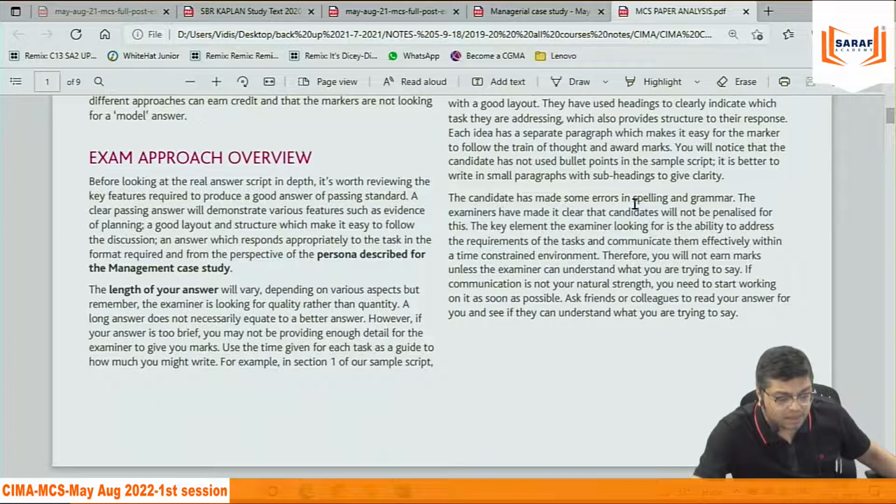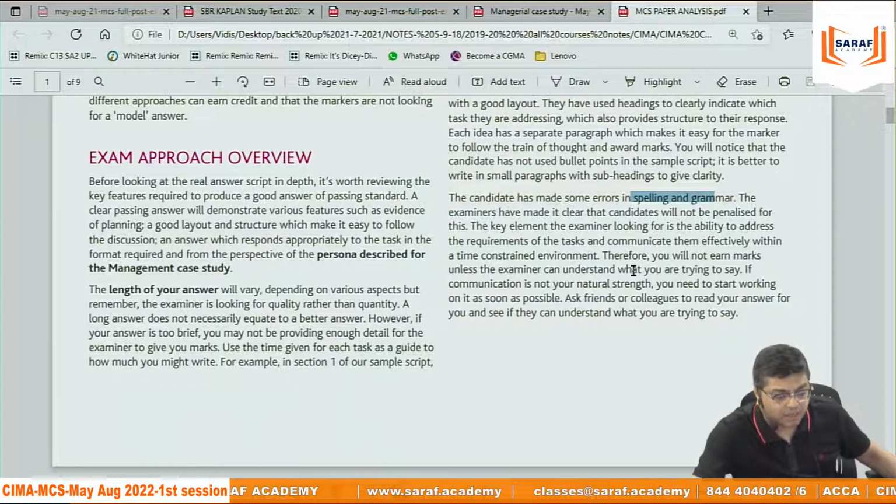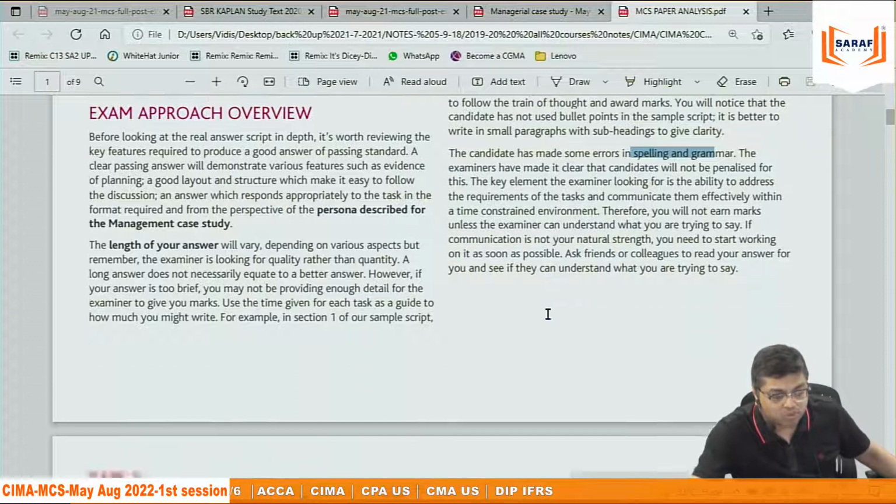The candidate has made some errors in his spelling and grammar. The examiners have made it clear that candidates will not be penalized for this. If there is a spelling mistake or grammar mistake, there is no deduction of marks. The key element the examiner is looking for is the ability to address the requirement of the task and communicate them effectively within a time-constrained environment. Therefore, you will not earn marks unless the examiner can understand what you are trying to say. If communication is not your natural strength, you need to start working on it as soon as possible.